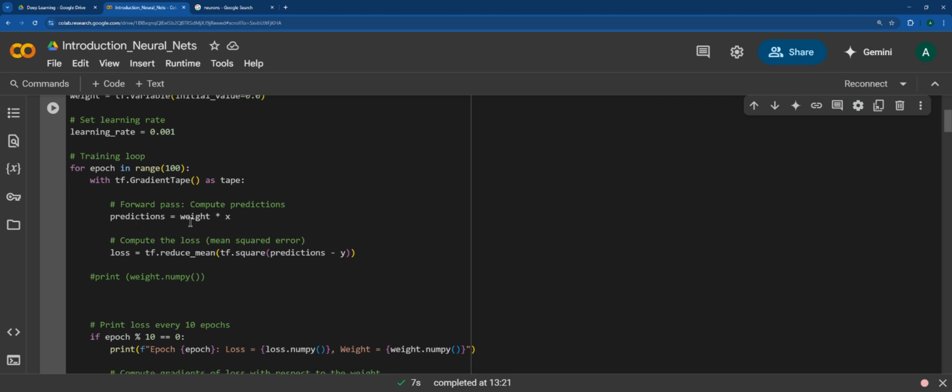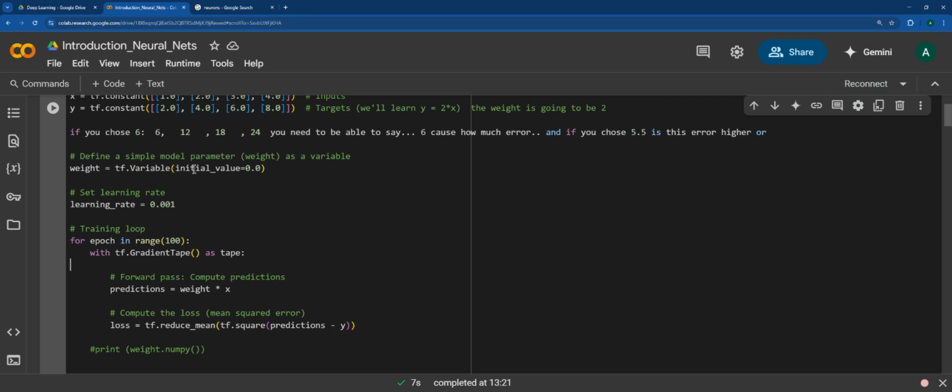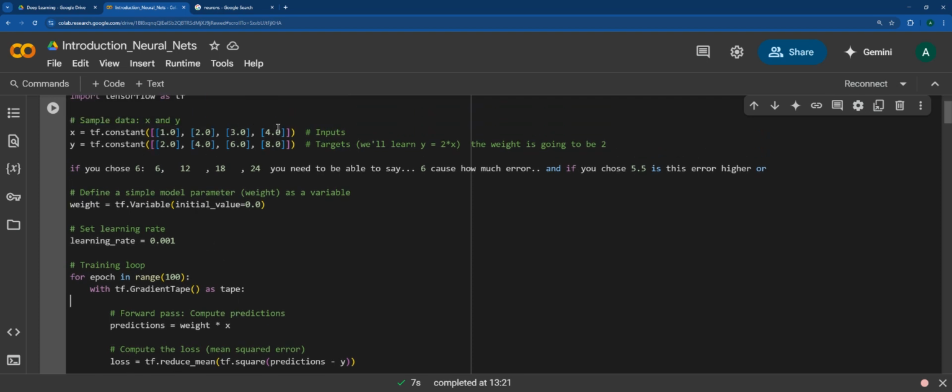Predictions equals weight times x. Weight, which is going to be 0 at first. When we start right at the beginning, weight is going to be 0 times x. X is what? This vector. That's exactly what we would do on a piece of paper, isn't it, guys, if we were to practice trying to find y.